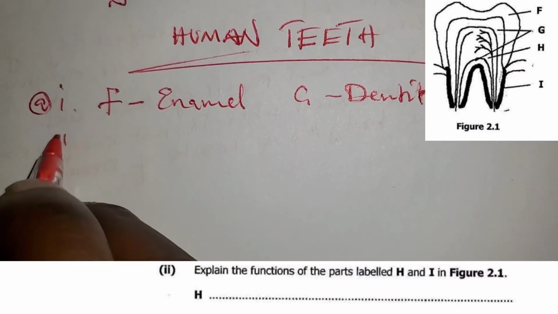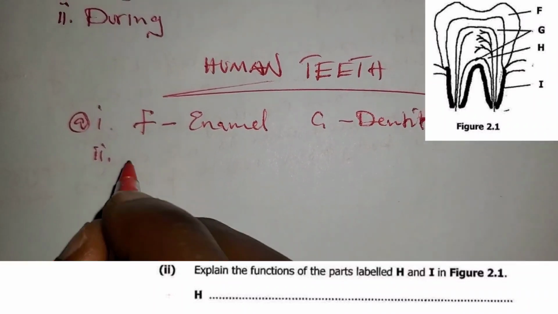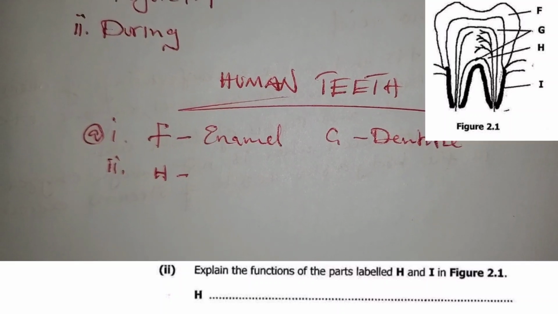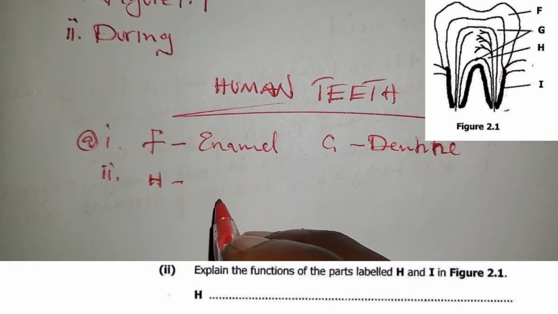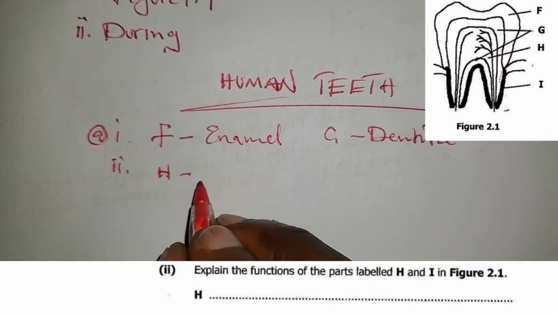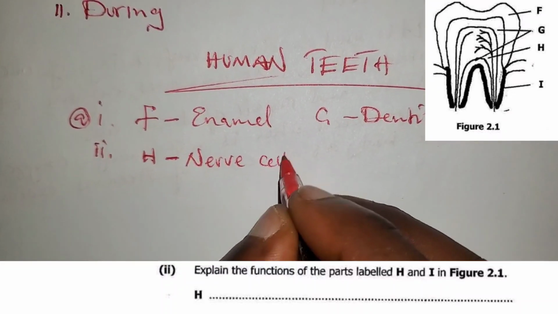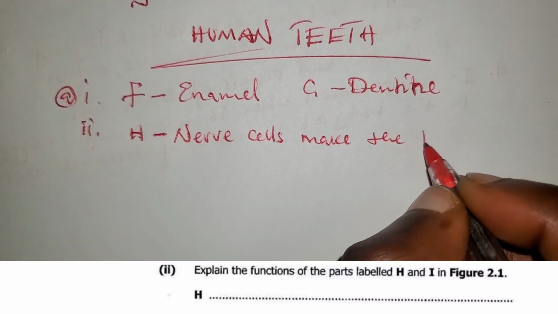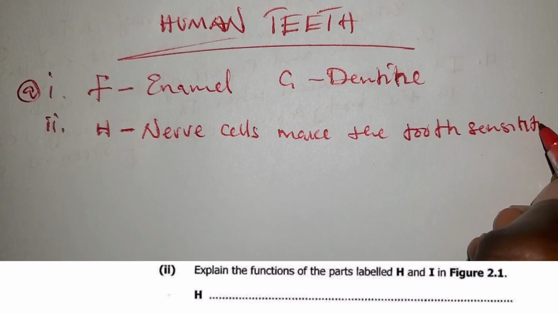Then they're saying number 2, under question A, explain the functions of the parts labeled H and I. Look at where H is pointing. That area contains nerve cells and also blood vessels. So you can say nerve cells make the tooth sensitive.